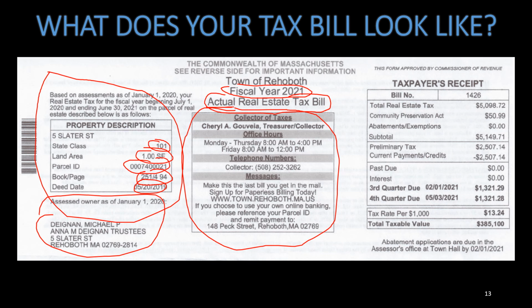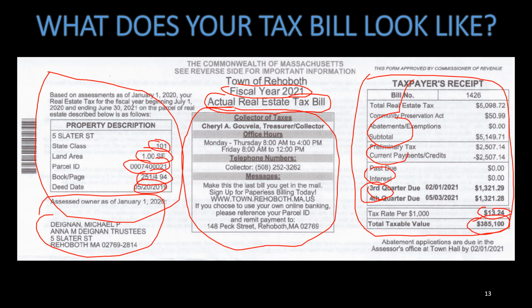Finally, on the right-hand side is that taxpayer receipt that we had talked about previously in the previous slides. And as you can see here, there's the calculations for the total real estate tax, the Community Preservation Act, the subtotal, what the preliminary tax was, and then the past due and interest amounts, the third and fourth quarter tax due dates, and what the tax rate per thousand is and what the assessed value of the property is. That's what your actual tax bill will look like.